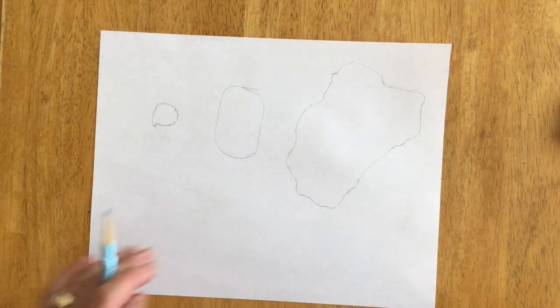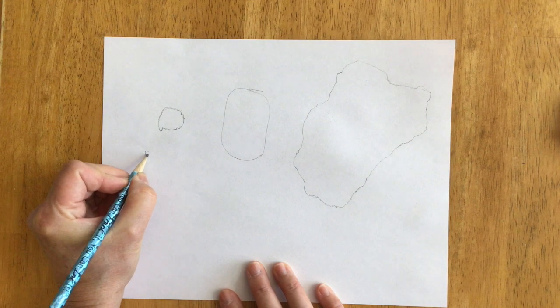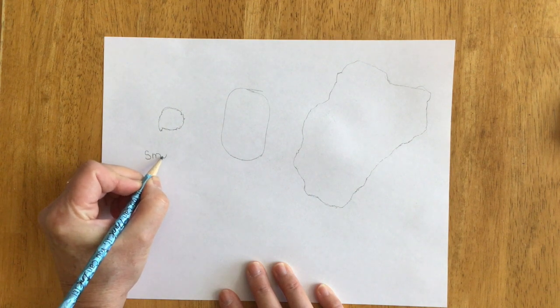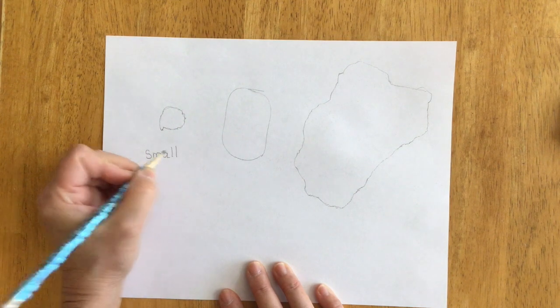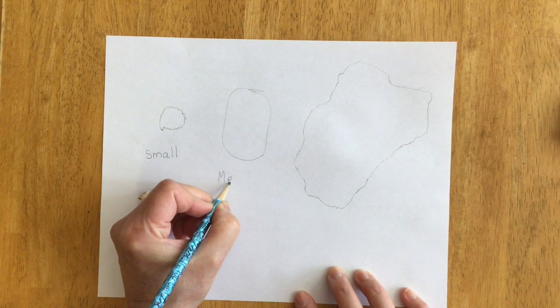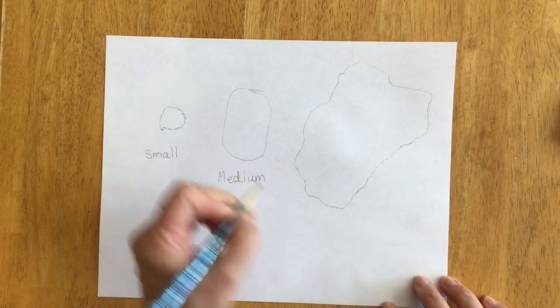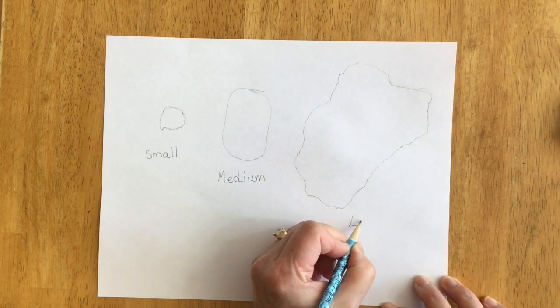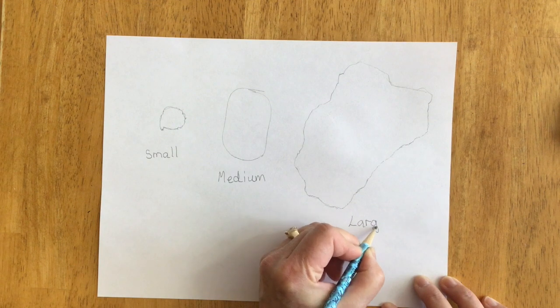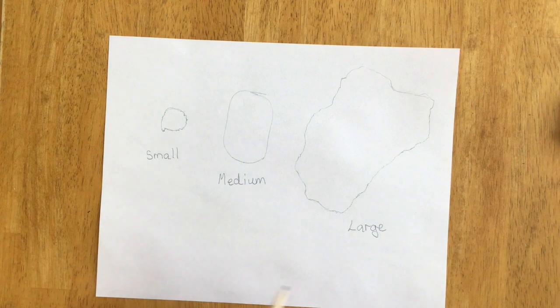And then you're going to write the words. Small, which is S-M-A-L-L. Medium, which is M-E-D-I-U-M. And large, which is L-A-R-G-E. There you go. And you could darken these with colored pencils, or you could use a Sharpie so that you can really see them.